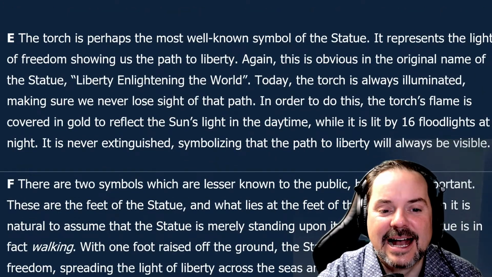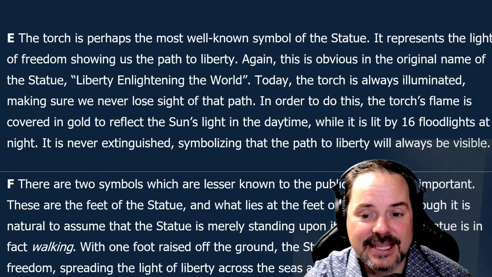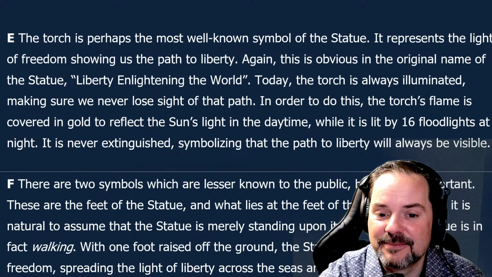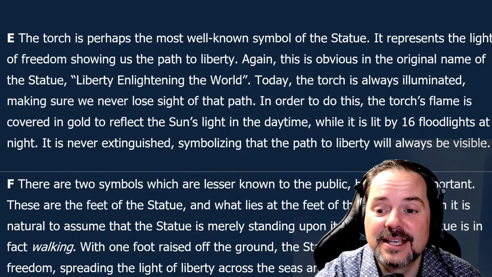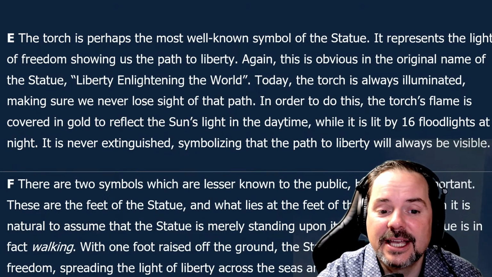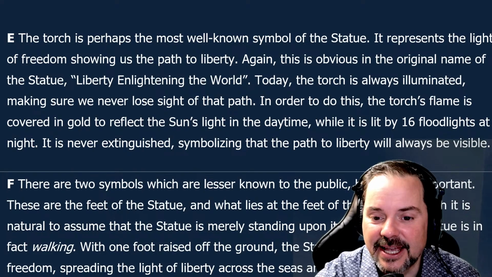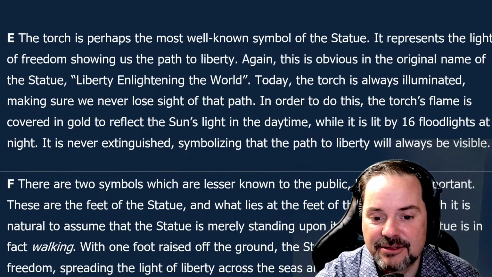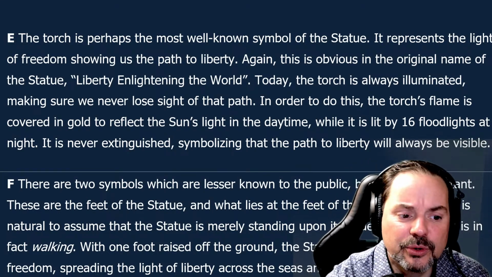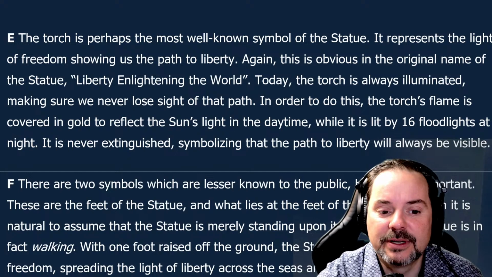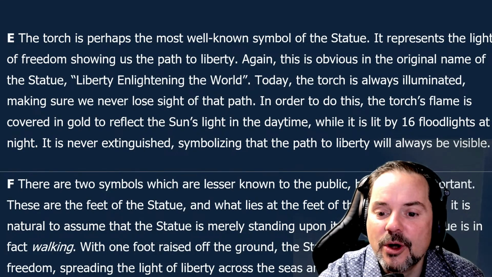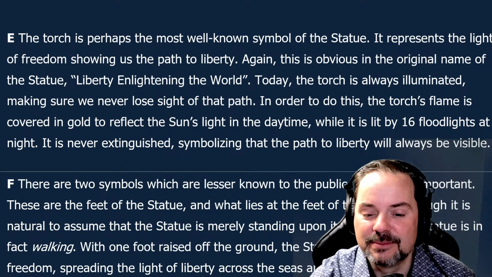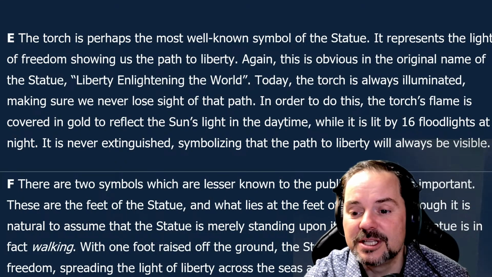The torch is perhaps the most well-known symbol of the statue. It represents the light of freedom, shining the path to liberty. Again, this is obvious in the original name of the statue, Liberty Enlightening the World. Today, the torch is always illuminated, making sure we never lose sight of that path. In order to do this, the torch's flame is covered in gold to reflect the sun's light in daytime, while it is lit by 16 floodlights at night. It is never extinguished, symbolizing that the path to liberty will always be visible.